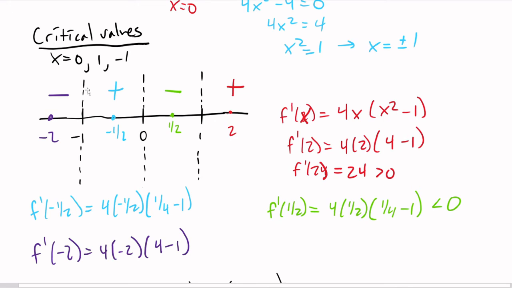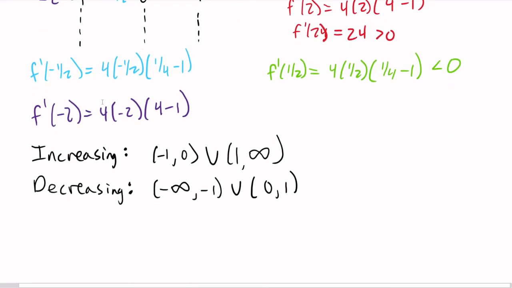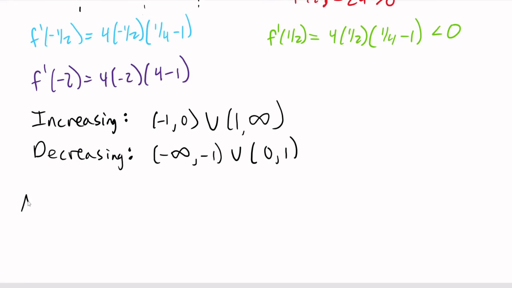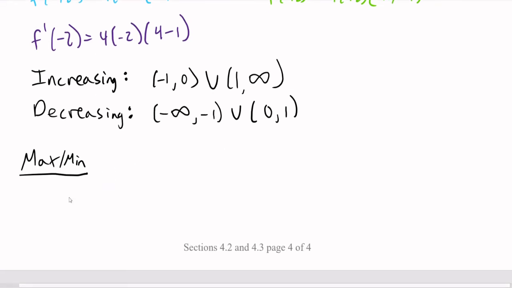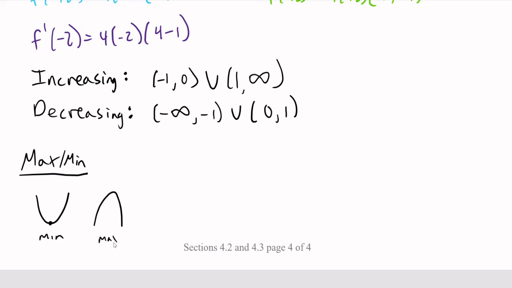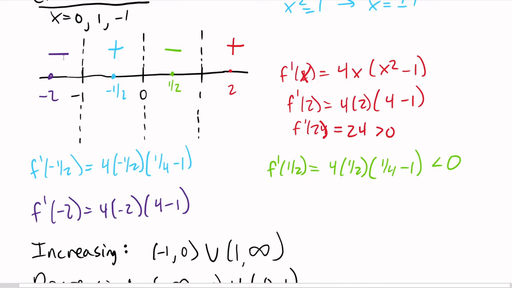And the way we test that is by taking each of these and asking, what happens to the left? What happens on the right? So, for the local max and min, we're going to draw out our pictures right here. This is what a min looks like. This is what a max looks like. So a min has to be decreasing then increasing. A max has to have been increasing then decreasing. So just go to your picture right here.